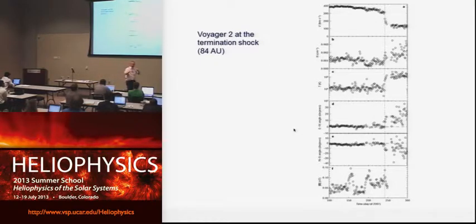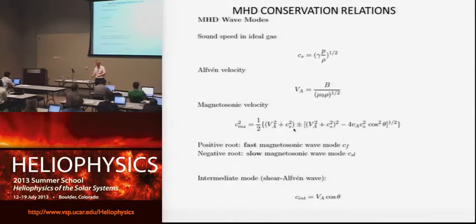Joe spoke a lot about the anomalous cosmic rays, about the pickup processes. As you go out in the heliosphere, these other energetic particle populations become very important in terms of the overall pressure budget, and therefore these shocks can become what we call complicated shocks.